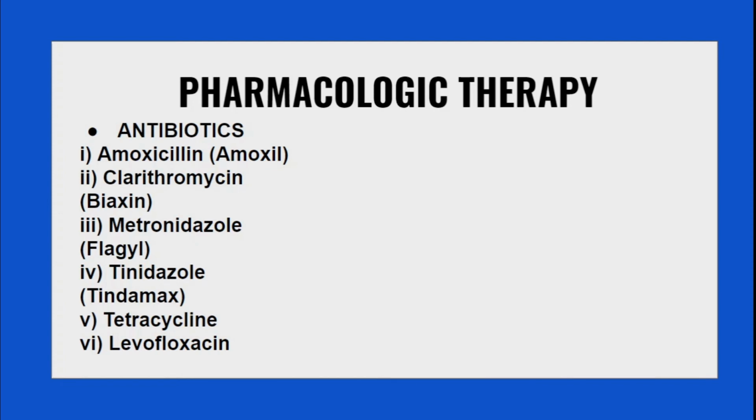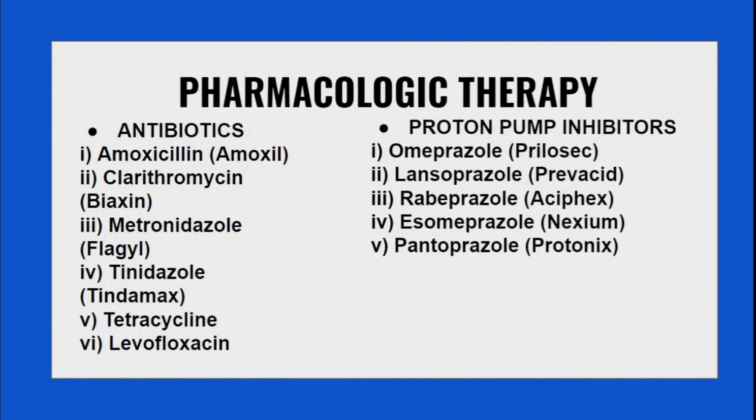So antibiotics, we go for amoxicillin, clarithromycin, metronidazole, tinidazole, tetracycline and levofloxacin. And for proton pump inhibitors, we have, because there is large scale production of pepsin, so to prevent that, we have omeprazole, lansoprazole, rabeprazole, esomeprazole and pantoprazole.